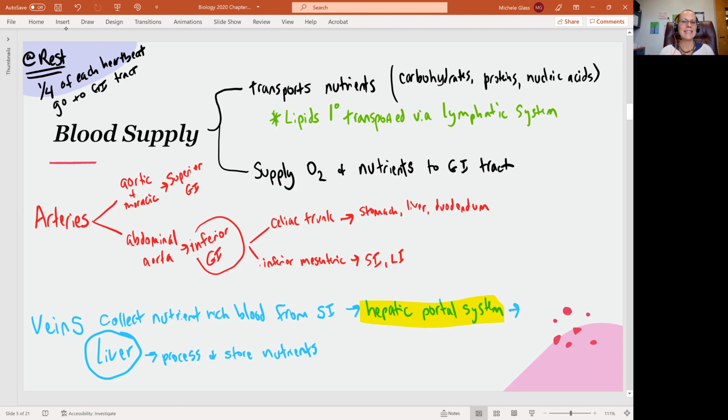Okay, let's stop here and we're going to pick back up looking at the different activities involved in digestion.